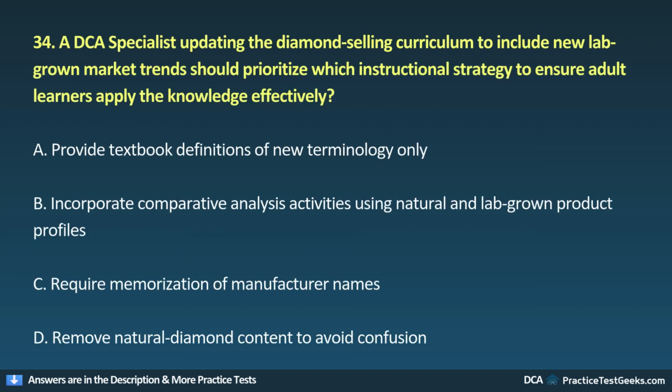34. A DCA specialist updating the diamond selling curriculum to include new lab-grown market trends should prioritize which instructional strategy to ensure adult learners apply the knowledge effectively. A. Provide textbook definitions of new terminology only. B. Incorporate comparative analysis activities using natural and lab-grown product profiles. C. Require memorization of manufacturer names. D. Remove natural diamond content to avoid confusion.